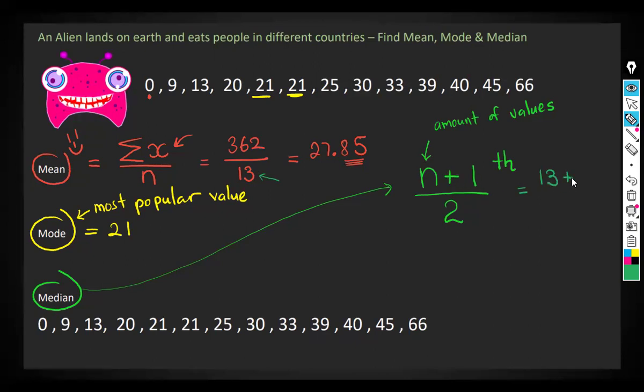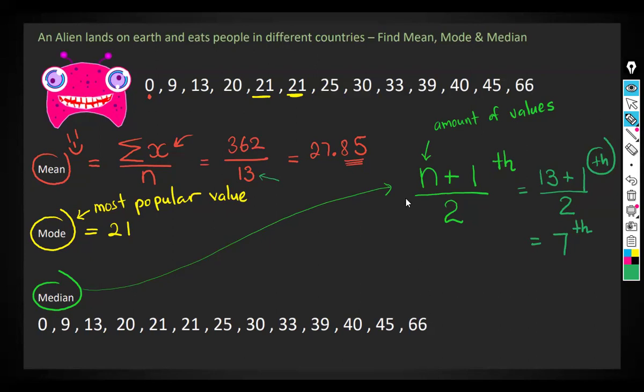Always add 1, and you always divide it by 2. Median will always have a 2 here. 13 plus 1 is 14. 14 divided by 2 is how much? 13 plus 1 is 14, right, so you will get 7. But don't forget the TH.